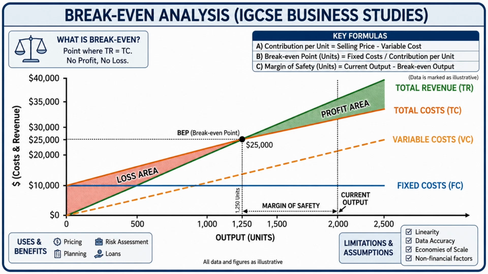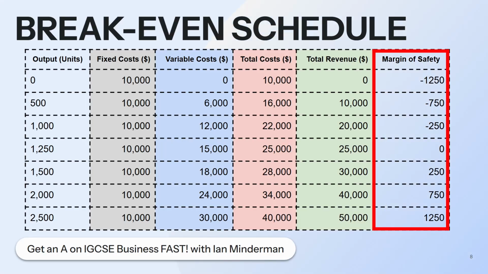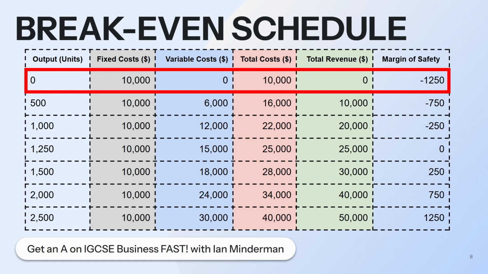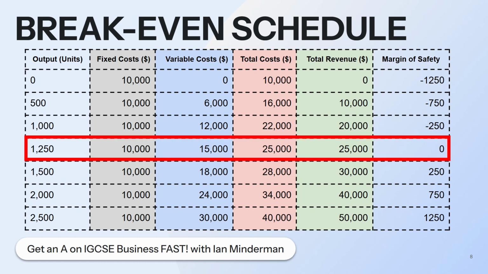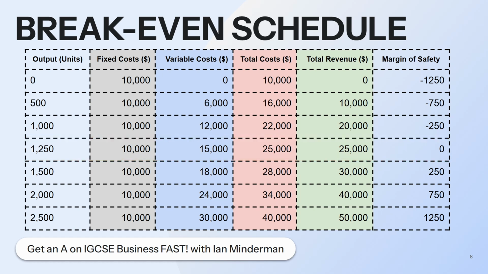But look here at the additional column on the table. I added an extra column. You see, we have the margin of safety. When you're outputting 0, your margin of safety is negative 1,250. Why do you think that is? Well, it's because at 1,250 units, you're breaking even. So if you're outputting 0 units, what's the difference? It's negative 1,250. A quick rule of thumb for you here. If the margin of safety is negative, then you're in loss. If the margin of safety is positive, then you're in profit. If the margin of safety is 0, then you're breaking even.